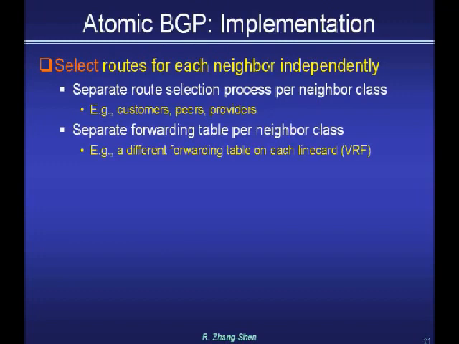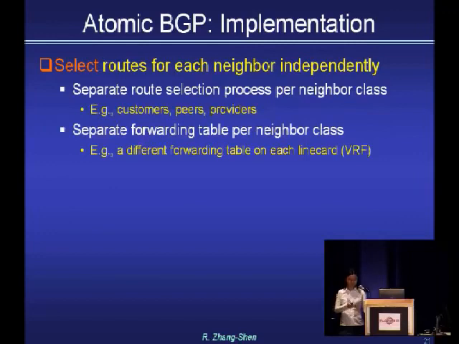And you need a separate forwarding table for each neighbor class, which can be done by connecting one neighbor class to a line card, and just having different forwarding tables on each line card. This is already solved. VRF, virtual routing and forwarding, which is used for VPN, can do this already.